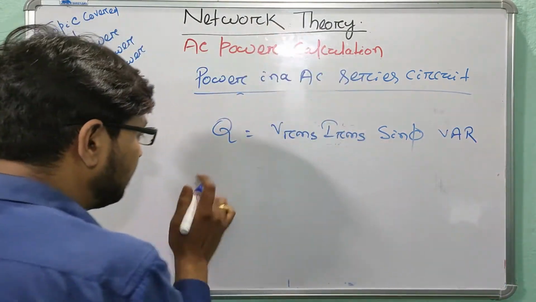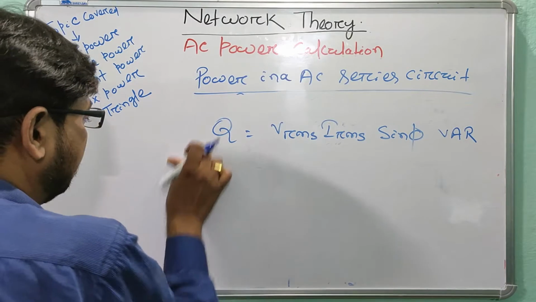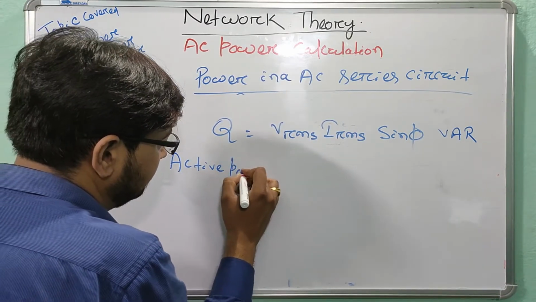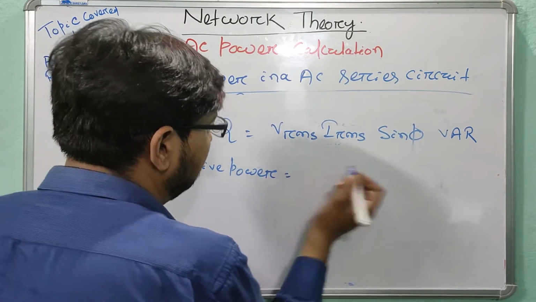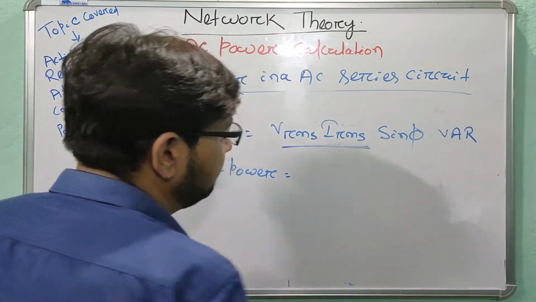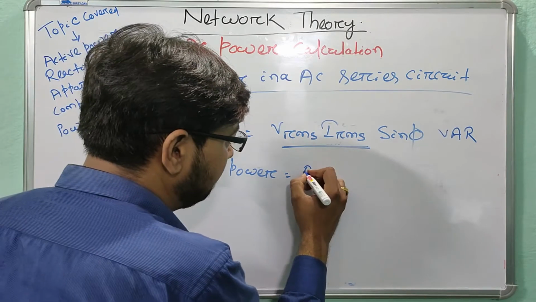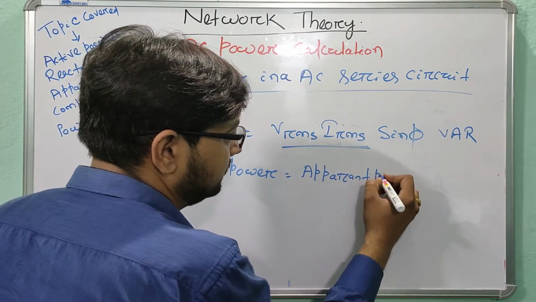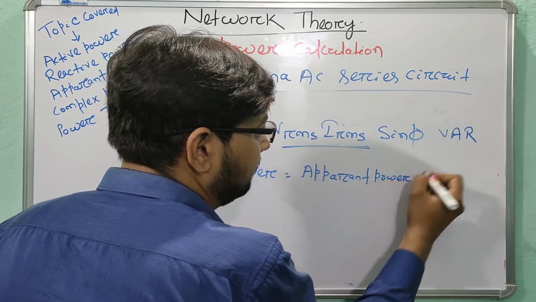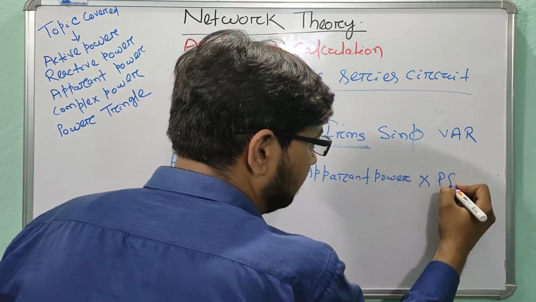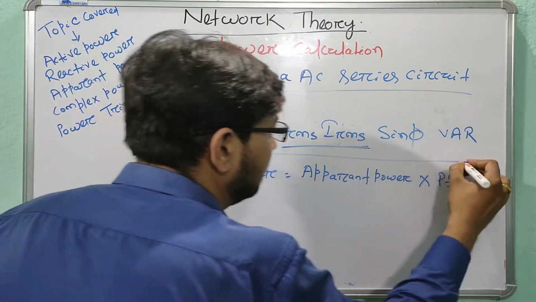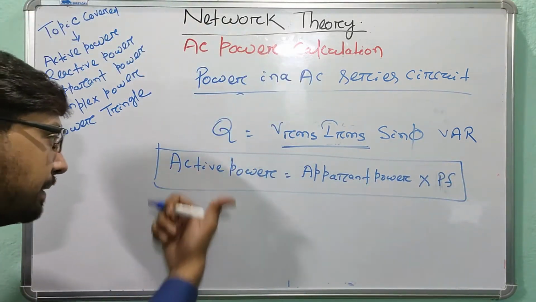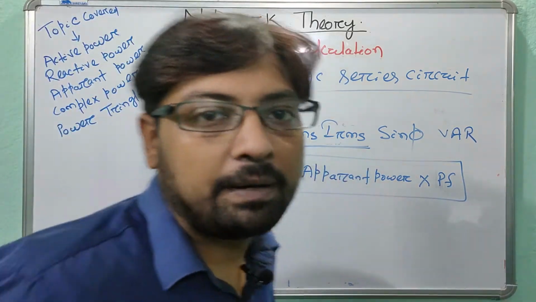Now what is my active power? Active power, as a generalized equation, is equal to Vrms Irms cos phi. What is my Vrms Irms? That is your apparent power. Then what is my cos phi value? That is your power factor. This is the conclusion we draw: for an AC series circuit, my active power is equal to apparent power into power factor.